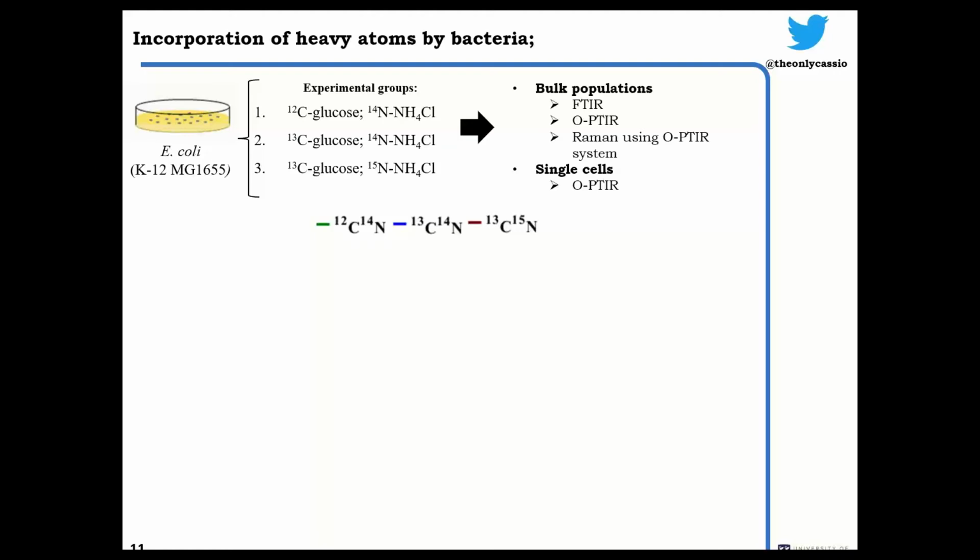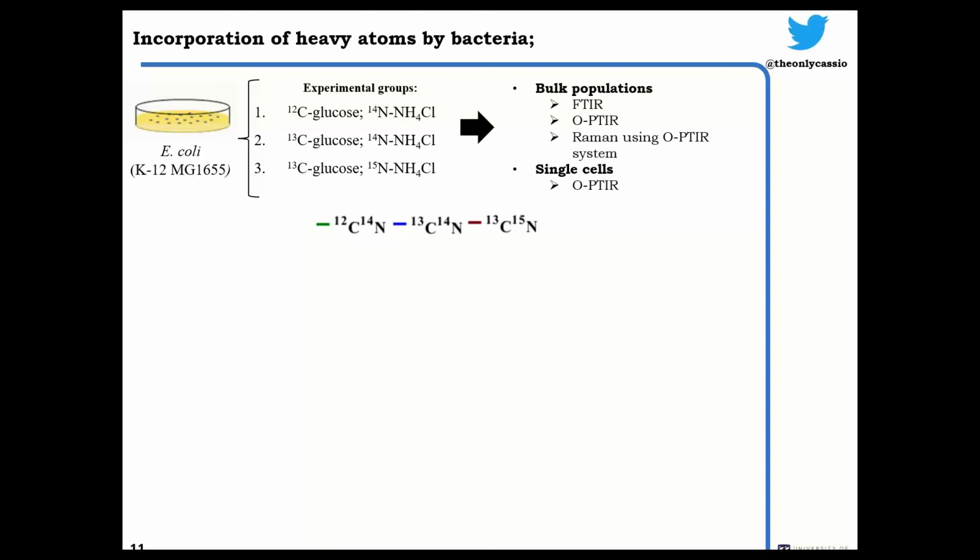We prepared the samples in three different ways. In the first experimental group, the cells were grown in regular glucose and regular ammonium chloride. Glucose is a source of carbon, and ammonium chloride is a source of nitrogen that bacteria use to grow. In the second group, we used labeled 13C glucose and regular ammonium chloride. And in the last group, we used both labeled compounds, 13C and 15N.